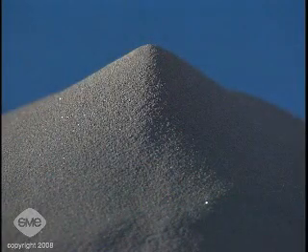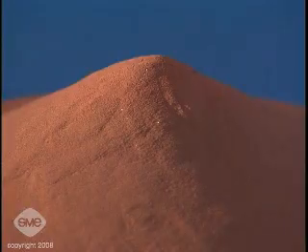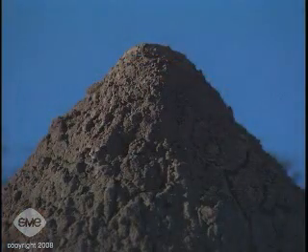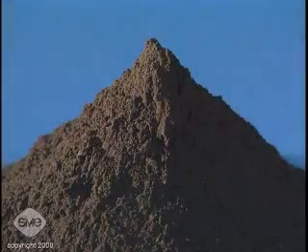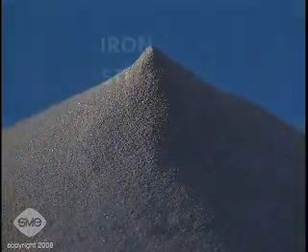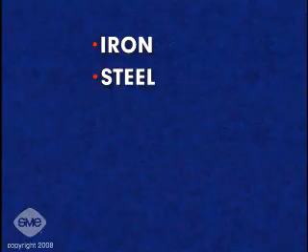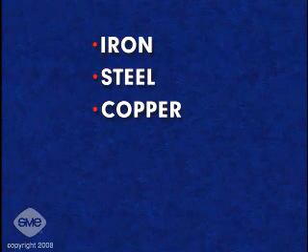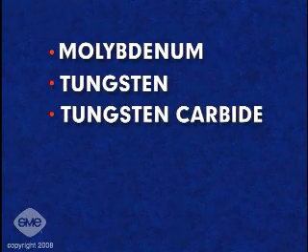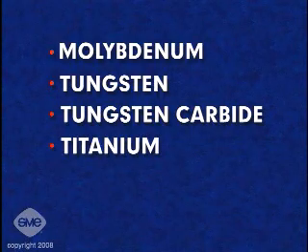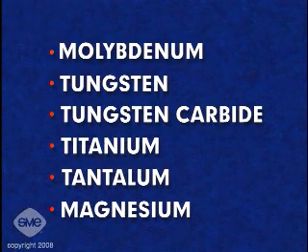Metal powders for parts production are available in numerous types and grades to meet a wide range of specifications and performance requirements. These metal powders include iron and steel, which are the most common, along with copper, aluminum, nickel, cobalt, molybdenum, tungsten, tungsten carbide, titanium, tantalum, magnesium, and others.